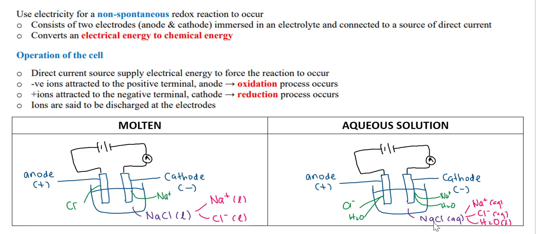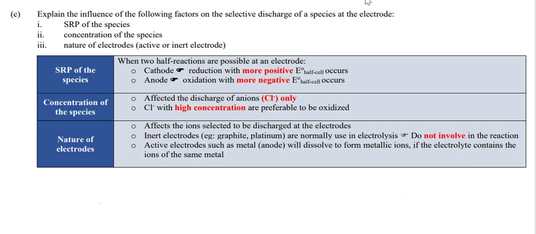For an aqueous solution, for example here I have the sodium chloride aqueous solution. There are three species present in this solution, which are the sodium ion, chloride ion, and water. So both water and the negatively charged ion will be attracted to the anode, and both the positively charged ion and water will be attracted to the cathode. Since we have two different species attracted to each electrode, we need to choose which one will be discharged at the electrode. In order to do so, let's have a look at the factors that will influence the selective discharge of a species at the electrode.